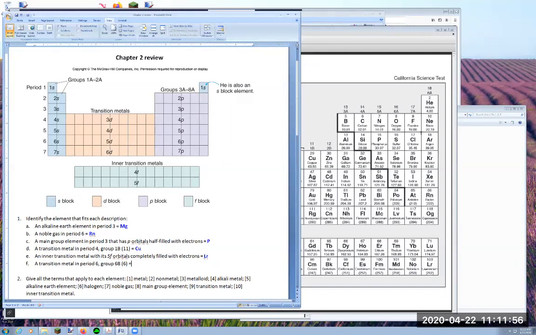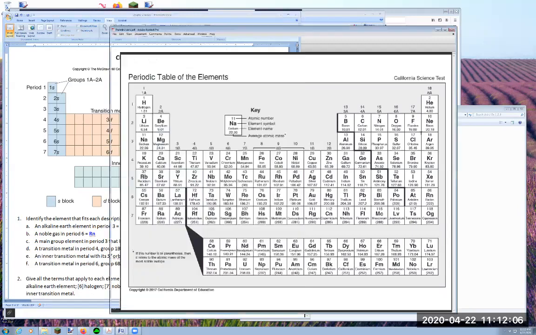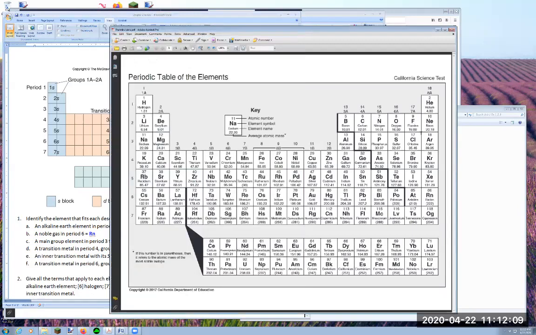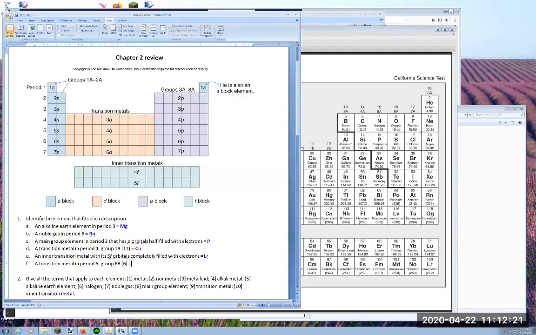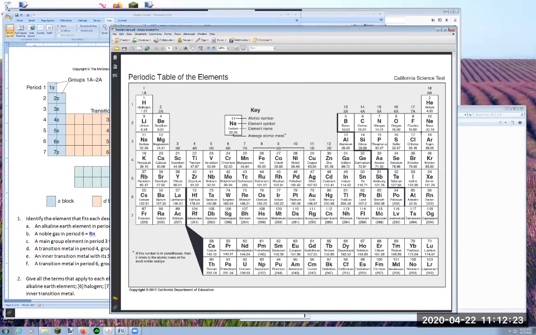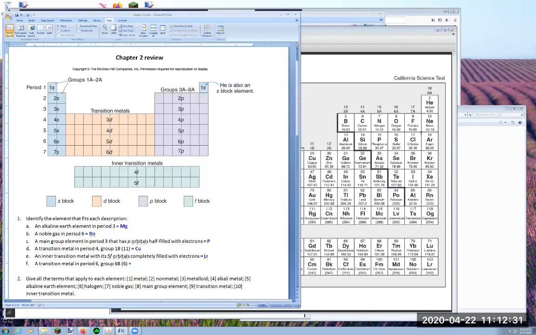A transition metal in period 6, group 6B. So transition metal in period 6, group 6B. Transition metals means you will look at the D block, or what we call the B groups, period 6, so the 6th row here, period 6, group 6B. And that's, yeah, tungsten with the symbol W.